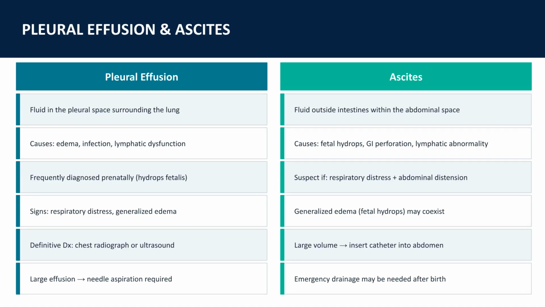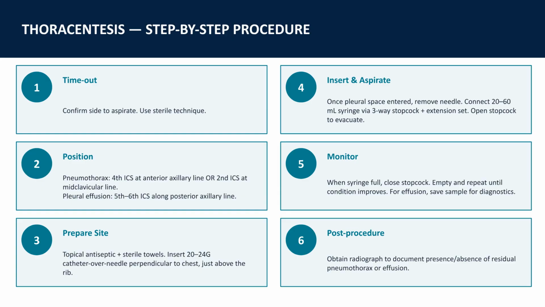Large pleural effusions require needle aspiration. Large volume ascites may require catheter insertion and emergency drainage after birth. Thoracentesis is a step-by-step procedure starting with a timeout and sterile technique. Positioning varies based on the condition being treated.